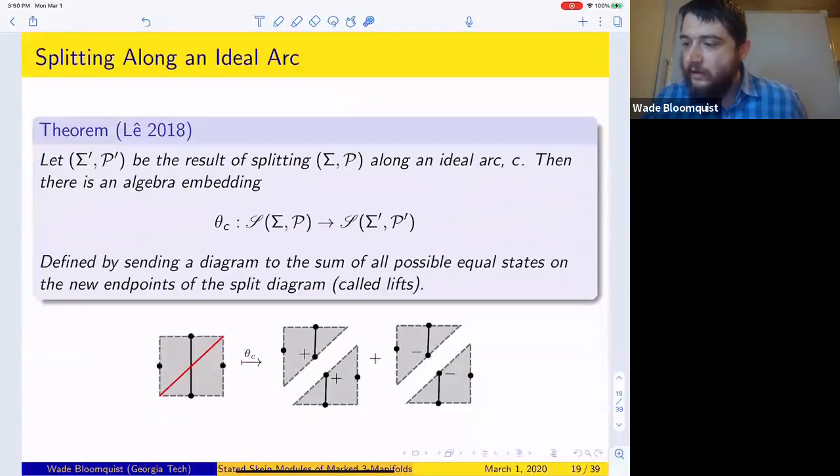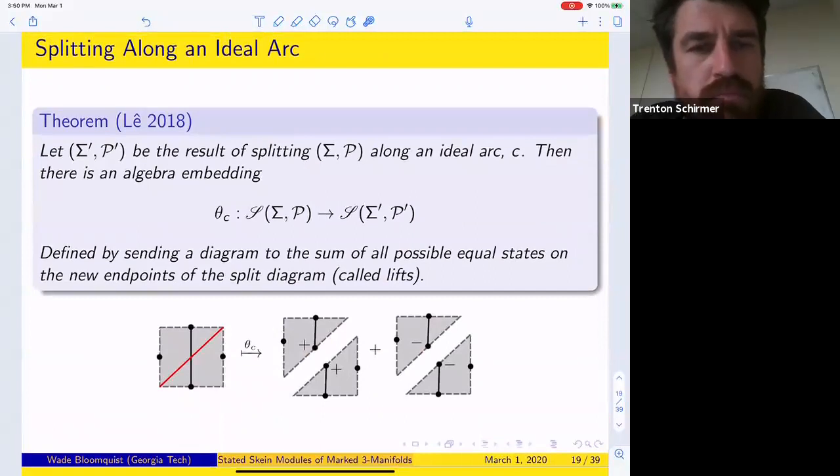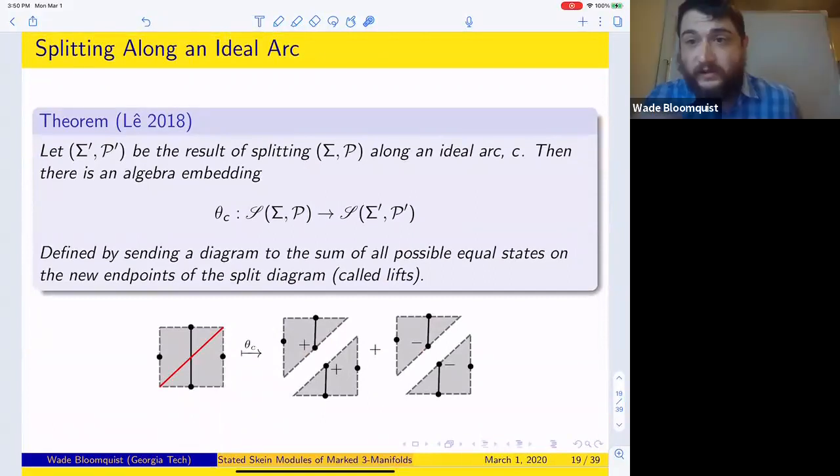Okay, so now splitting along an ideal arc, this was a result of Tang's, and this was his motivation for originally defining the stated Skein algebra of a surface: when you introduce states onto the boundary like this, you can cut along ideal arcs. So suddenly now you're sending diagrams on the surface to a sum over all of the possible lifts, meaning the potential states that you can get when you cut across that diagram.